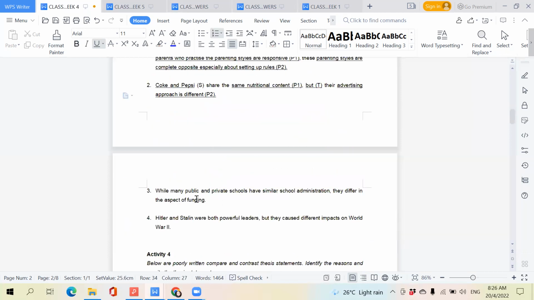Okay, next. While many public and private schools have similar school administration, they differ in the aspect of funding. So as you can see in the examples given here, there are many different ways for you to write your thesis statement.